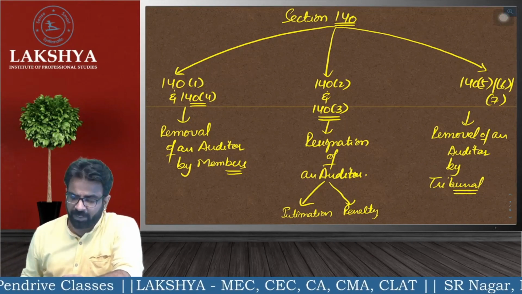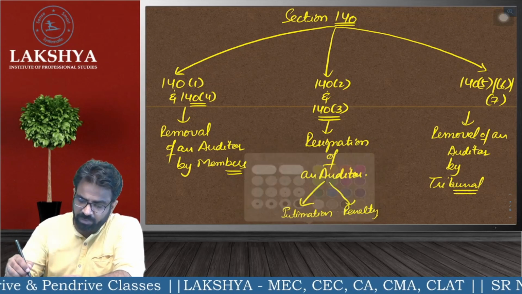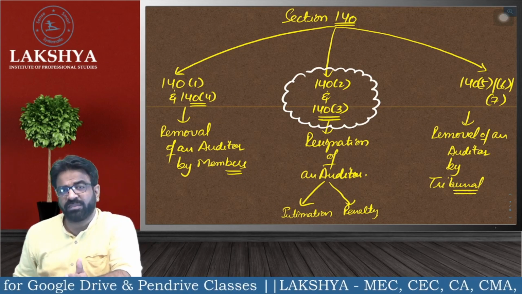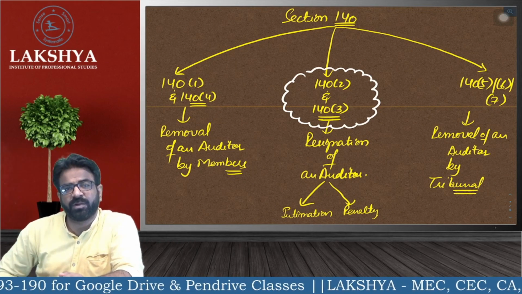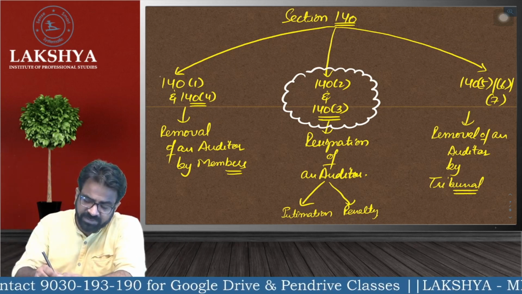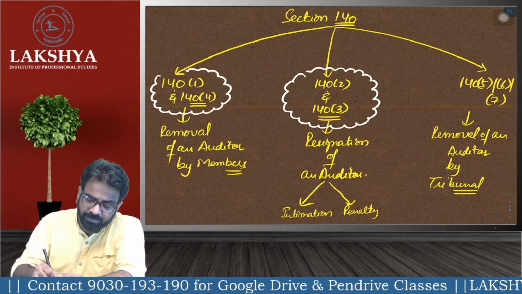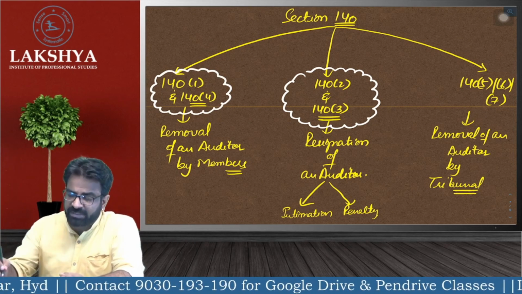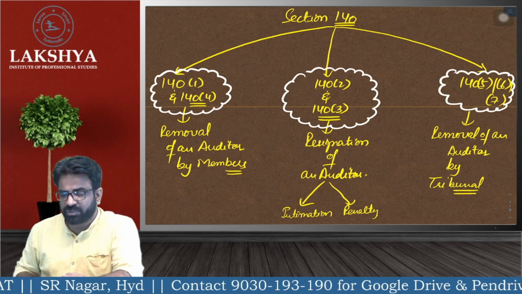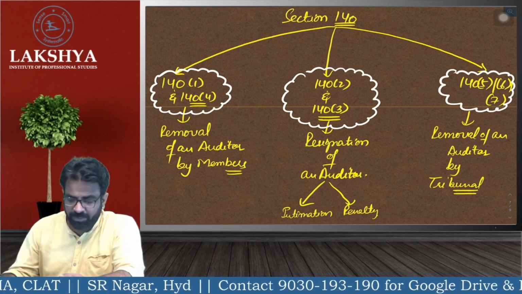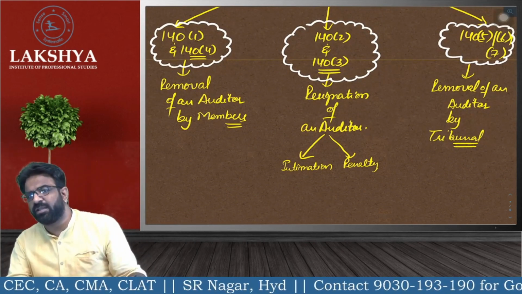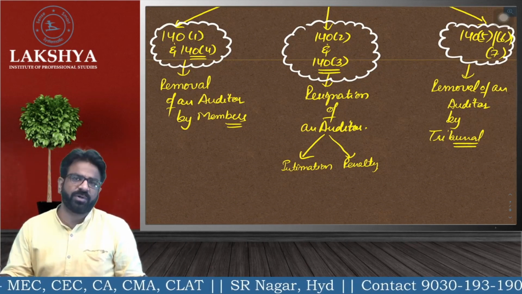So what is today's topic? If I'm not wrong, these two sections we have already covered in section number 139 subsection 8 when we were talking about casual vacancy, right? Now today what we have to cover is section number 140 subsection 1, subsection 4 and section number 140 subsection 5, subsection 6 and subsection 7, which talks about removal of an auditor by the tribunal, right? So, sir, we have covered section number 140, subsection 2 and subsection 3, these two sections, when we talked about the casual vacancy.